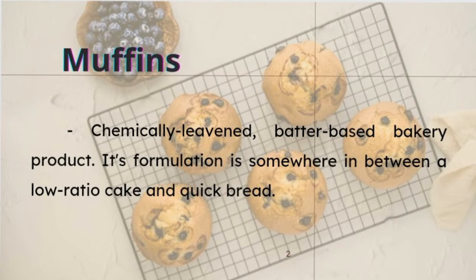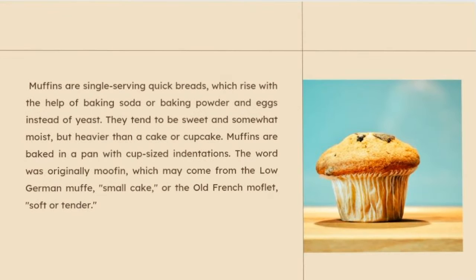Muffins. It is a chemically leavened, butter-based bakery product. Its formulation is somewhere in between a low-ratio cake and quick bread. Muffins are single-serving quick breads, which rise with the help of baking soda or baking powder and eggs instead of yeast. They tend to be sweet and somewhat moist, but heavier than a cake or a cupcake. Muffins are baked in a pan with cup-sized indentations.